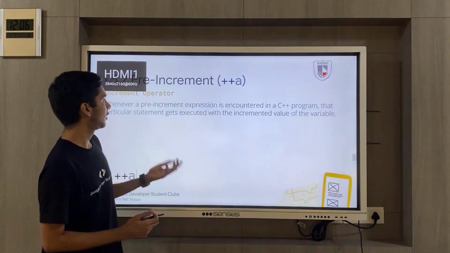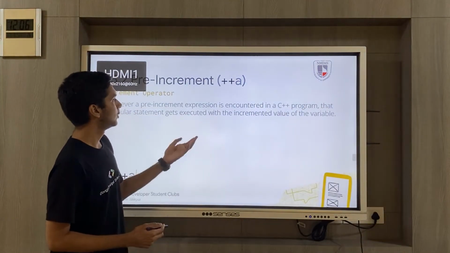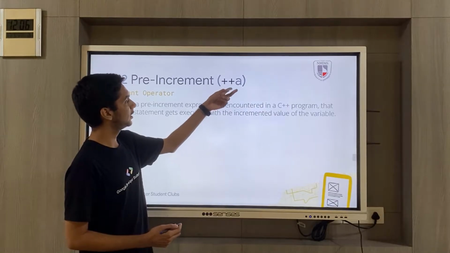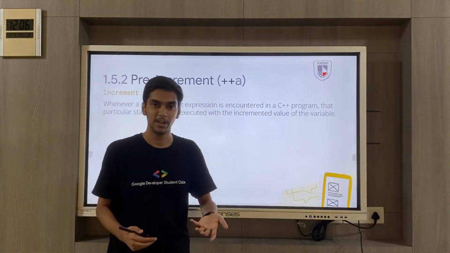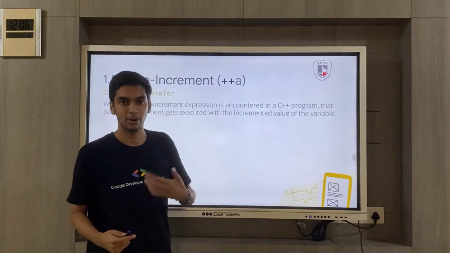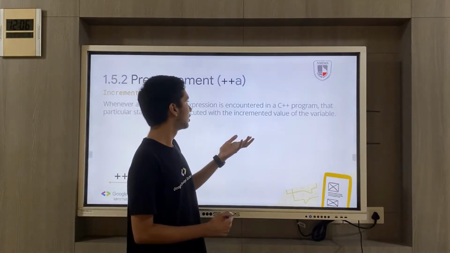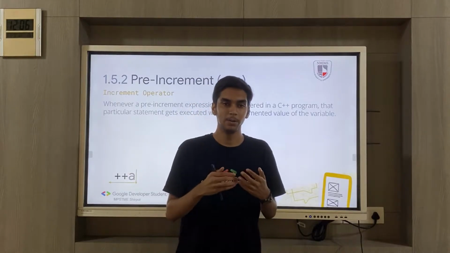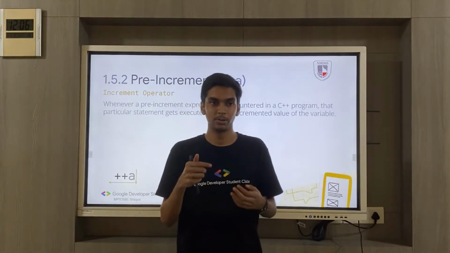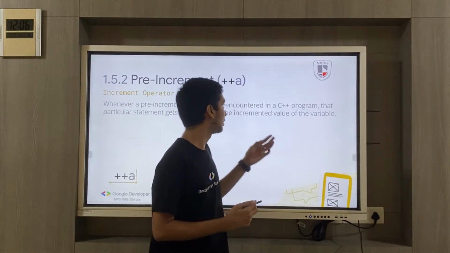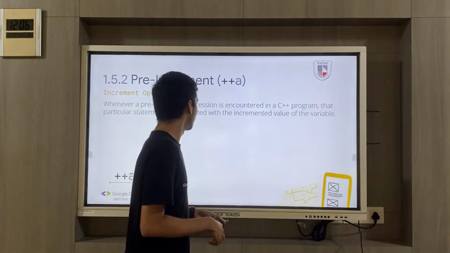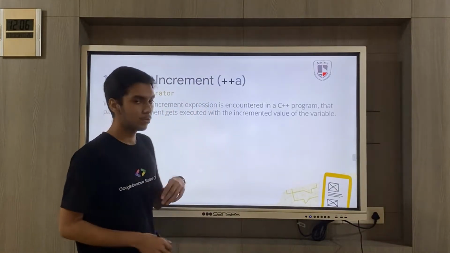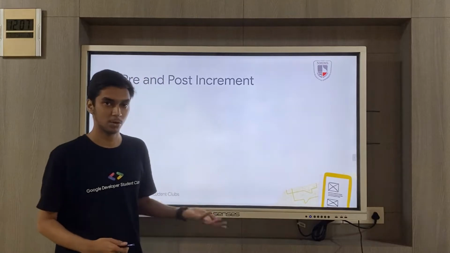Now the second one is the pre-increment. In pre-increment, it gets incremented before the value of a is evaluated or used. Similarly, if this is a pre-increment, the incremented value would be used in that particular expression. Now we'll see some execution of the code.